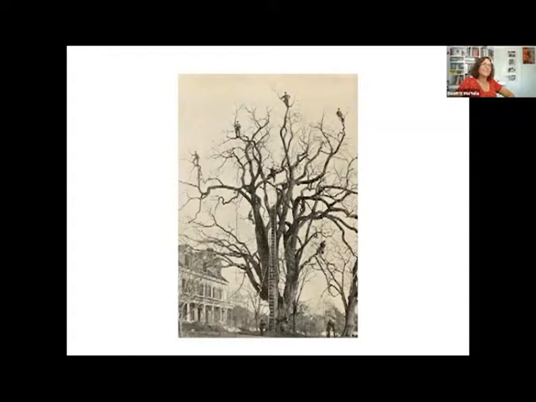Wow. I've never seen this. Me neither. Tree trimmers in the late 1800s. Oh my God. Wow.